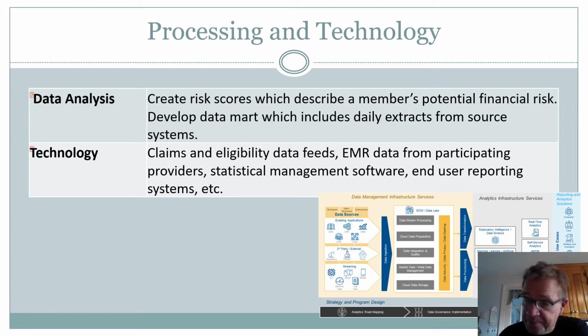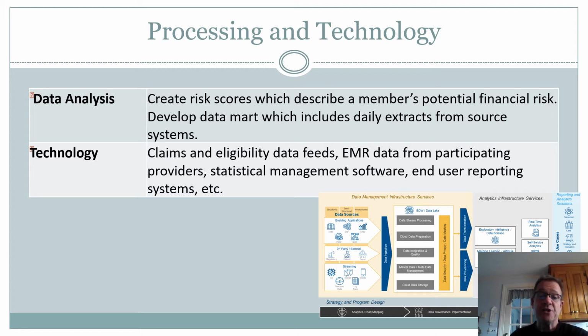Process and technology. In terms of your process, you'll be using predictive modeling to create risk scores, which will describe a member's potential financial risk. And then you want to create a data mart, which includes daily extracts from those source systems, and then be able to produce either reports or projections based upon what different benefit packages may do to different loss and persistency ratios, and also different types of claims triangles.